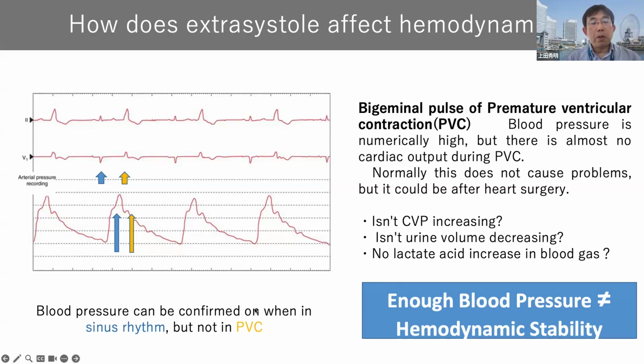So blood pressure can be confirmed when in the sinus rhythm, but not in the PVC. That's a very big difference between the PAC and PVC. So enough blood pressure does not mean hemodynamic stability.